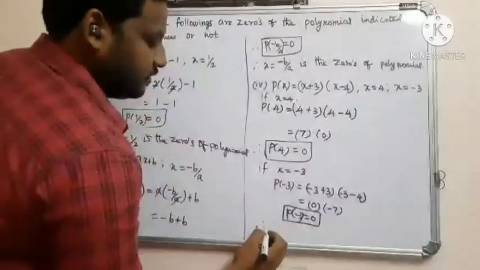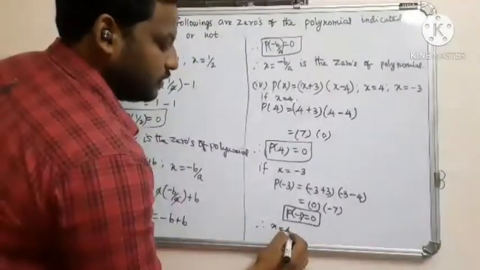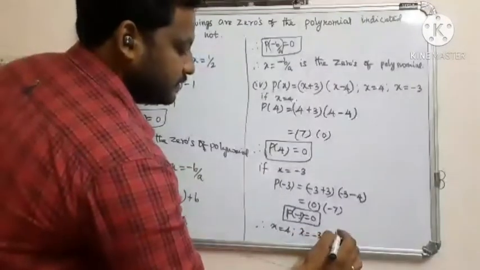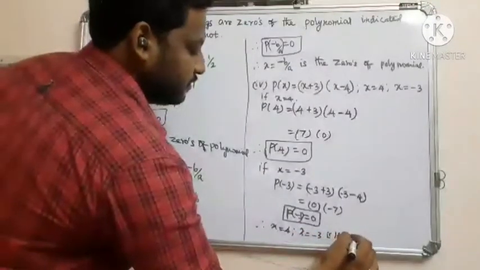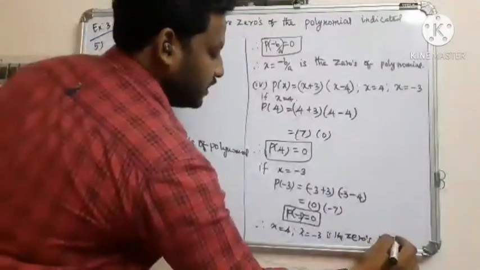So therefore x is equal to 4 and x is equal to minus 3 are the zeros of the polynomial.